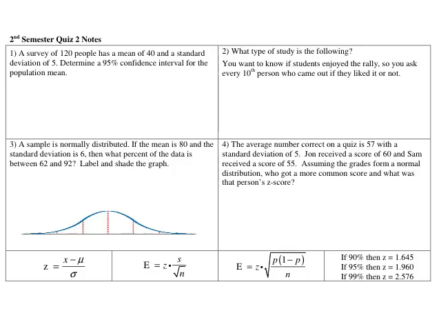Alrighty, let's talk about quiz 2. First question. A survey of 120 people has a mean of 40 and a standard deviation of 5. Determine a 95% confidence interval of the population mean. To do this, the first step is we need to find the margin of error.